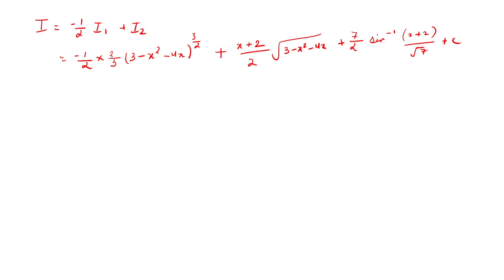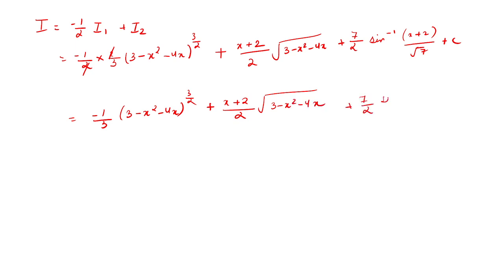And then you can finally cancel out 2 and 2, and you'll be left with minus 1 by 3, 3 minus x squared minus 4x to the power 3 by 2 plus x plus 2 by 2 root over 3 minus x squared minus 4x plus 7 by 2 sine inverse of x plus 2 by root 7 plus c. Okay, so this is the answer. Alright, so we shall end the video here, okay?